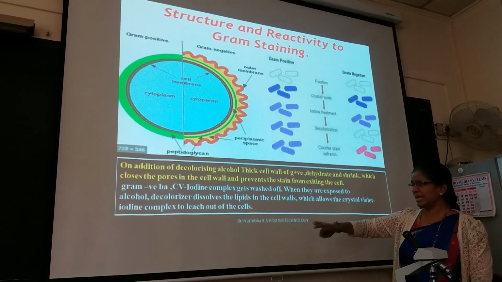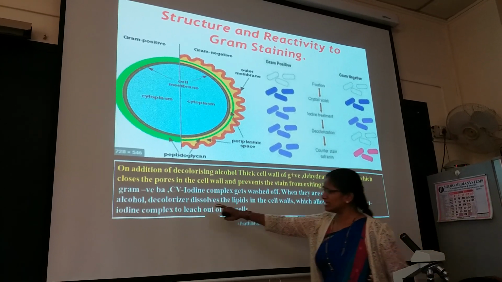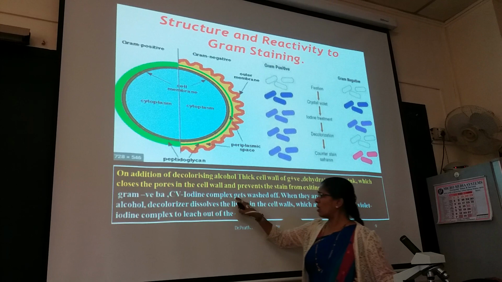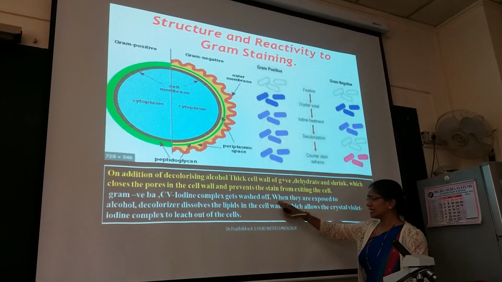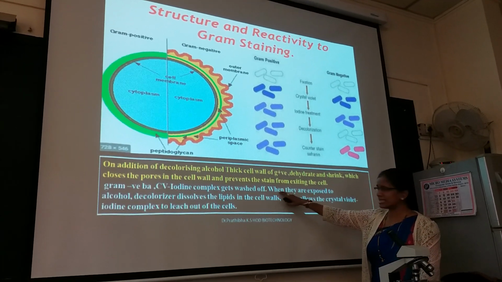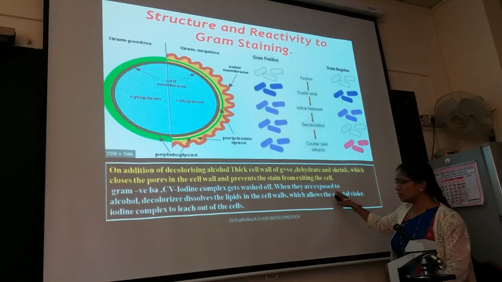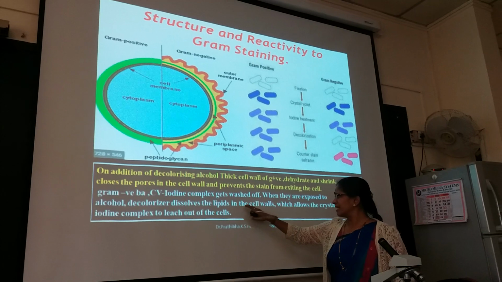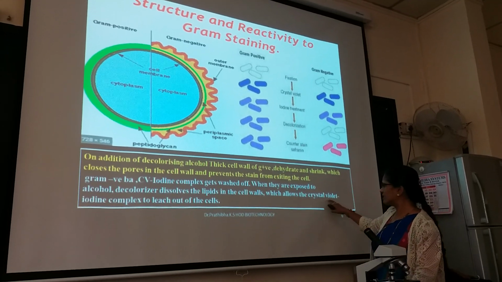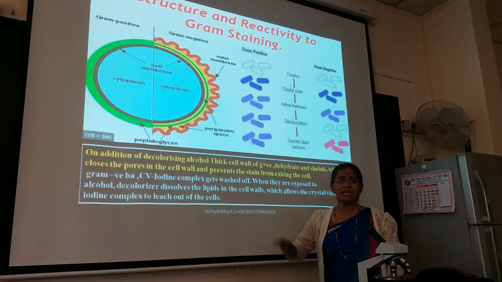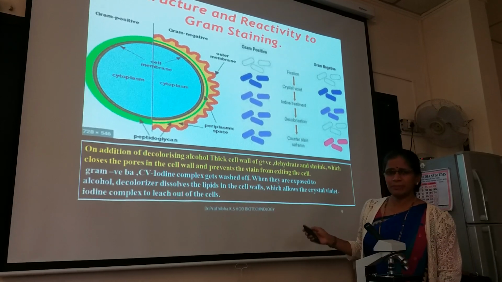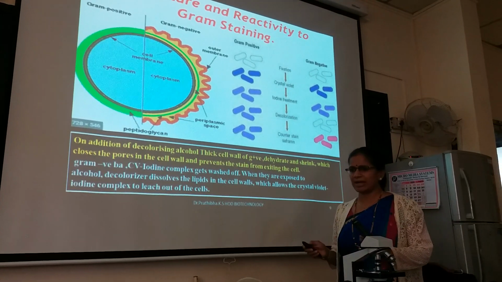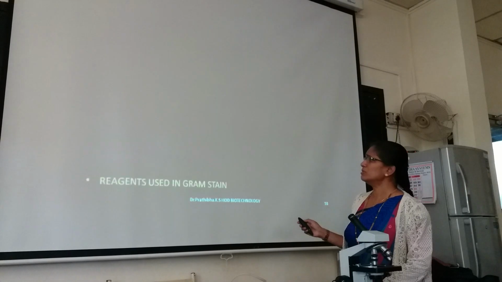In gram-negative bacteria, what has happened? The crystal violet iodine complex gets washed off, right, because there is a presence of lipopolysaccharide molecules. When they are exposed to the alcohol, that is the decolorizer, it dissolves the lipids in the cell walls, which allows the crystal violet iodine complex to leach out of the cell. So this is the main basic principle behind gram positive and gram negative bacteria.